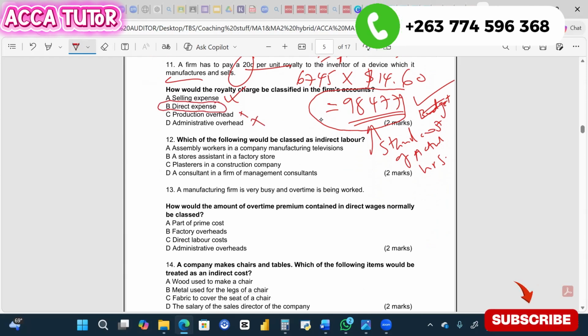Yes, of course there are those ratios. Don't worry about them. I'll send an audio tomorrow morning. Okay, which of the following will be classed as indirect labor? Indirect labor. B. And why are you saying B? Because it's indirect. It's not directly involved in the stage one of the labor, but it's actually maybe the processed goods, so it's indirect.